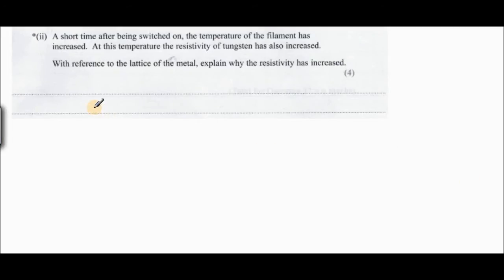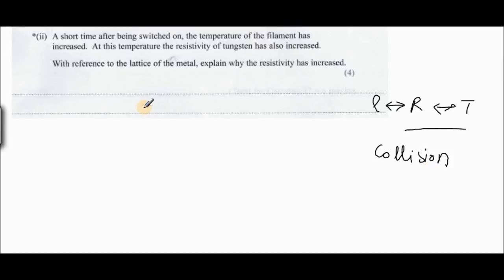Next part, a short time after being switched on, the temperature of the filament has increased. At this temperature, the resistivity of tungsten has also increased. Refer to the lattice of the metal to explain why the resistivity has increased. So it's again a typical question, generally discussing the relation between resistivity, or you can say the resistance, and the temperature. It's all about the collision of moving electrons with the lattice ions.